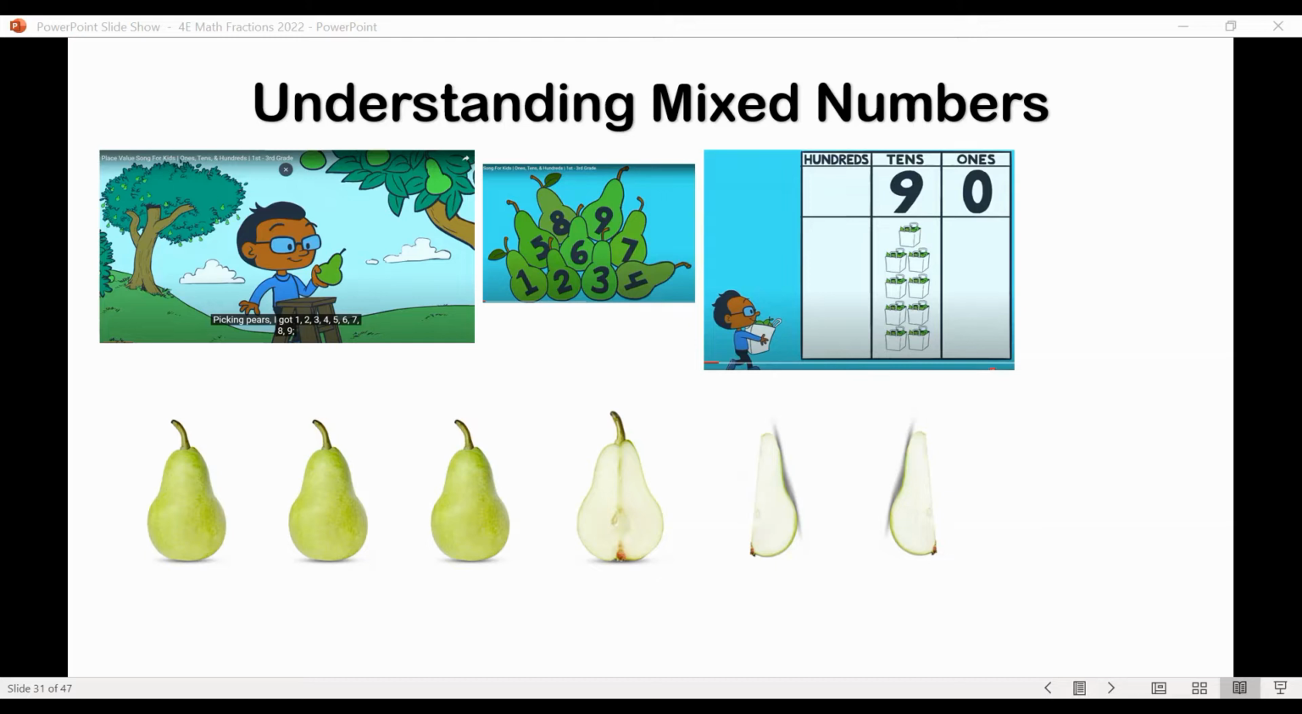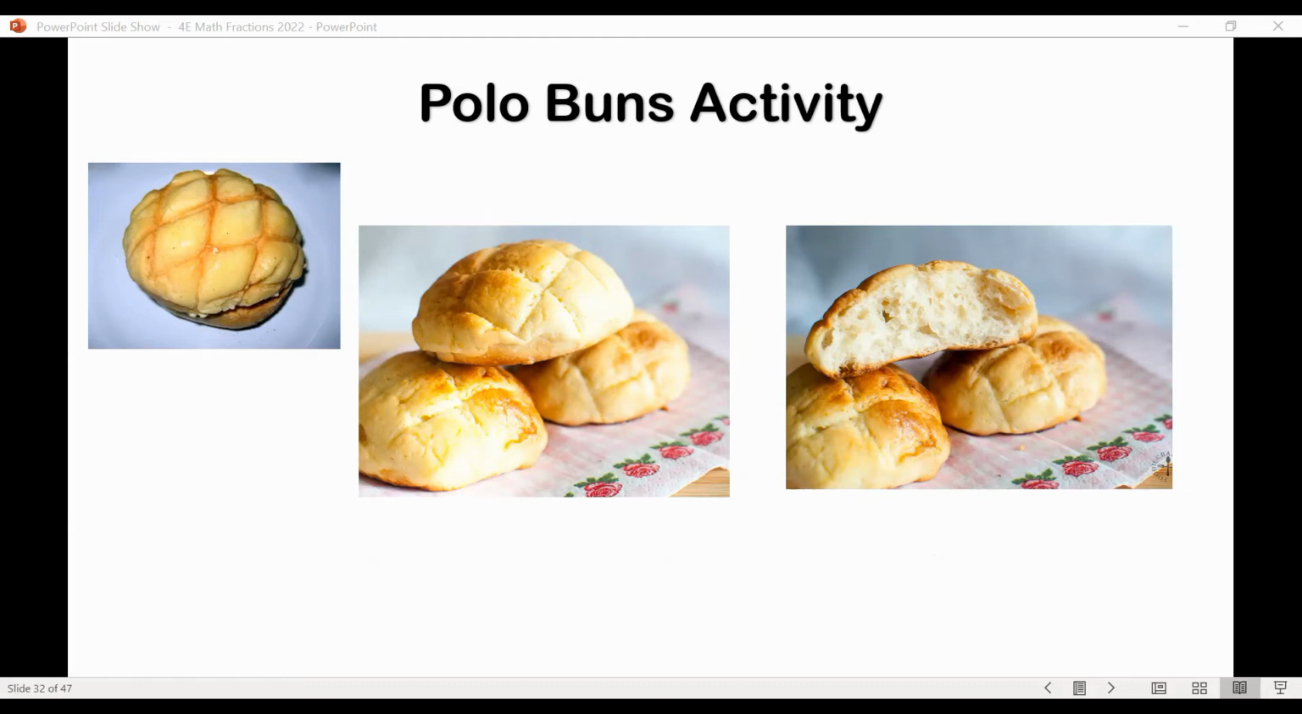That's half a pear, right? Quite clear. This is half a pear. I chop it in half, right? And what about this? Are you sure it's 1/3? Very hard to see actually, right? Very hard to see. Yeah, very hard to see. So we are here to challenge ourselves. Our new activity today is called the Polo Buns activity.